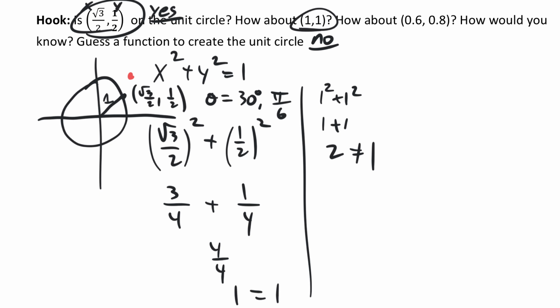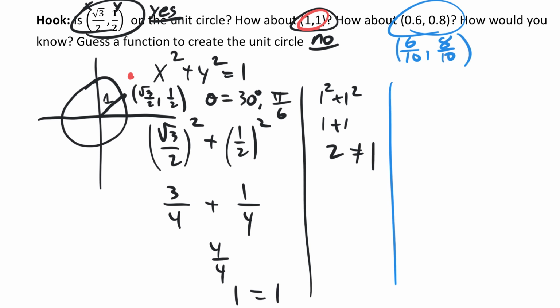And I would say, okay, well, sure. But what about a point like this? 0.6 and 0.8. Now, that's not one of the values, right? That's not a root 3 over 2, a root 2 over 2, a 1/2. It's not one of the ones we memorized. But is it still on the unit circle? Well, let's try it. It might be easier to write these as fractions. So this is 6 over 10, and this is 8 over 10, which we could simplify as 3 over 5 and 4 over 5.